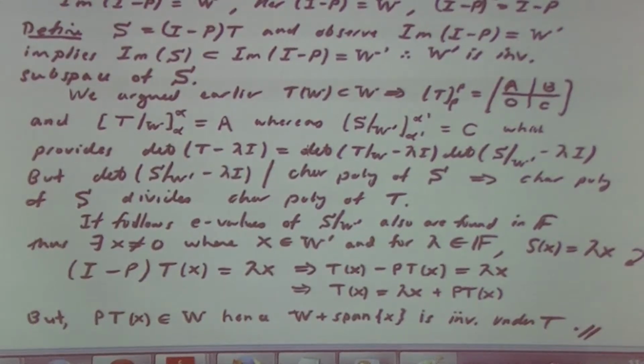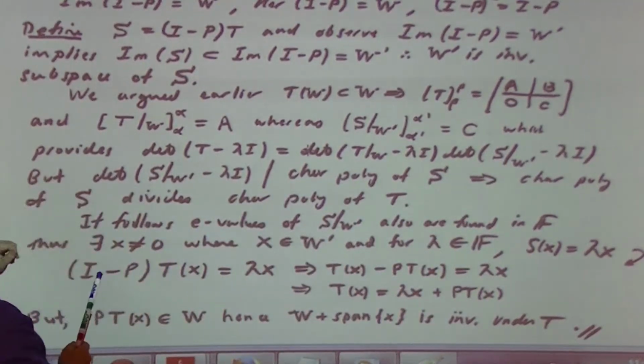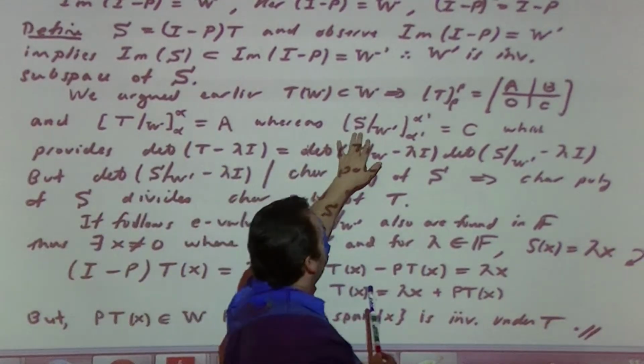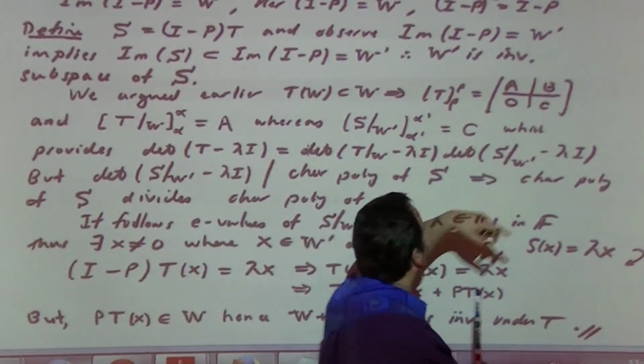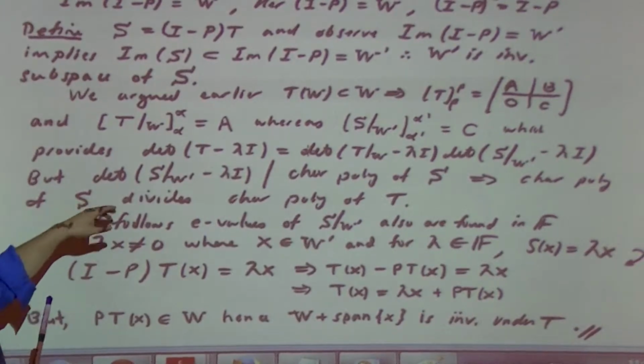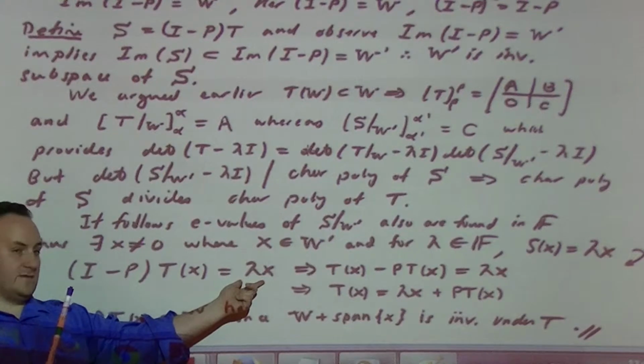And if you look at T being this, you can argue that T restricted to W is A, like we did in the previous proposition. But S restricted to W prime is the C, as it turns out. And so it follows that S also has to divide the characteristic polynomial T, which means that the eigenvalues for T are also eigenvalues for S, which means then that I have a solution to this equation here, I minus pt of x is equal to lambda x.